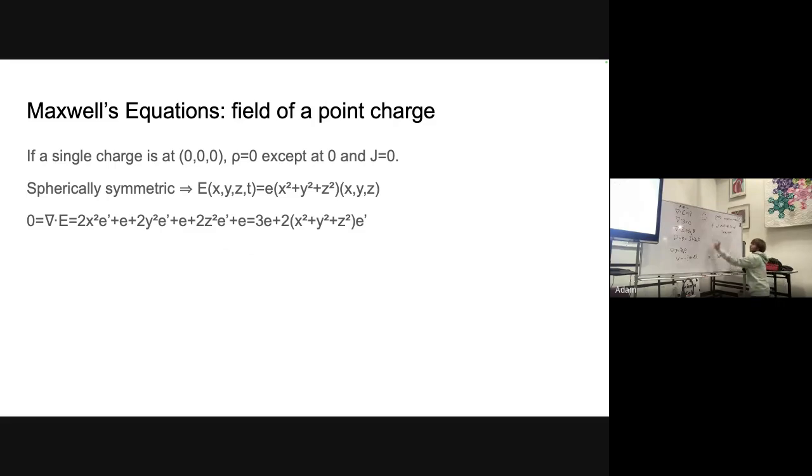Divide by e. What's 0 divided by e? 0. 0 equals 3 plus 2 e prime r over e. Subtract 3, divide by r, and divide by 2. Now we have our e prime over e.